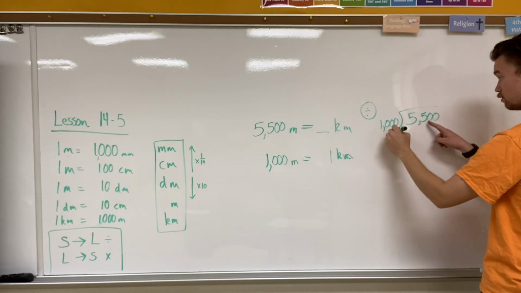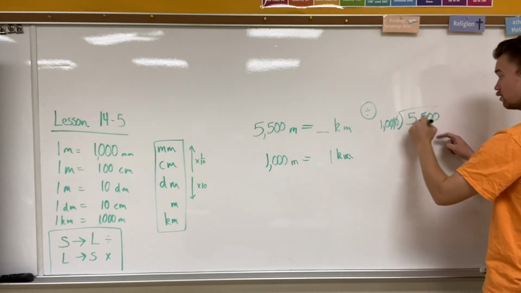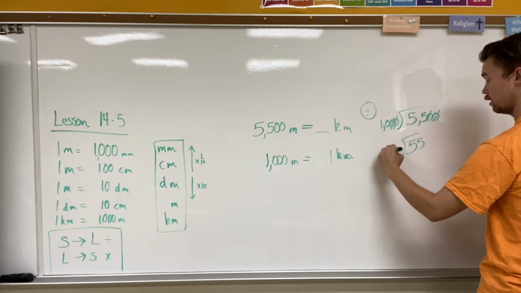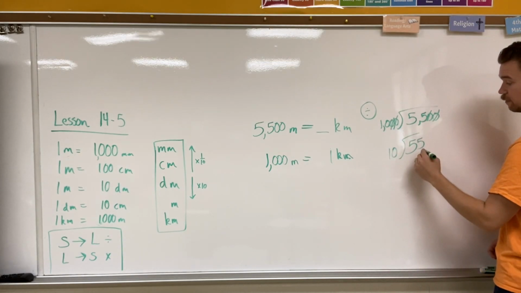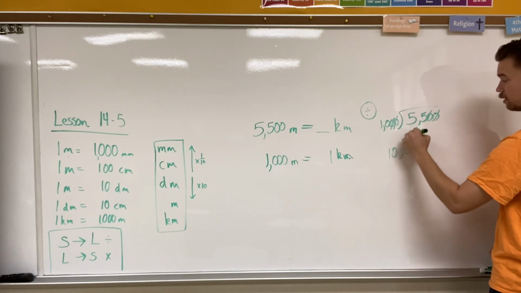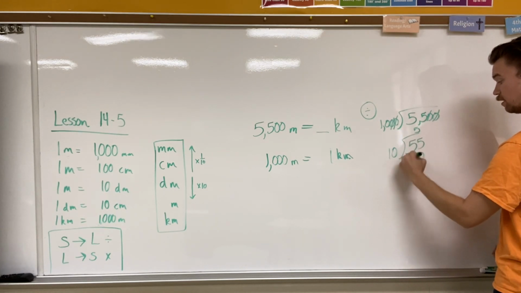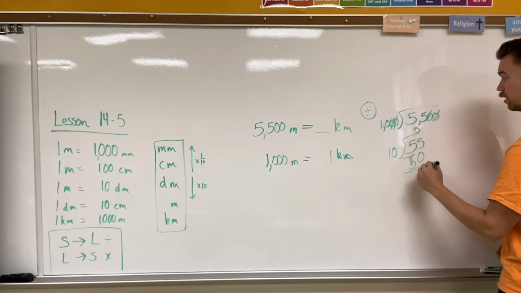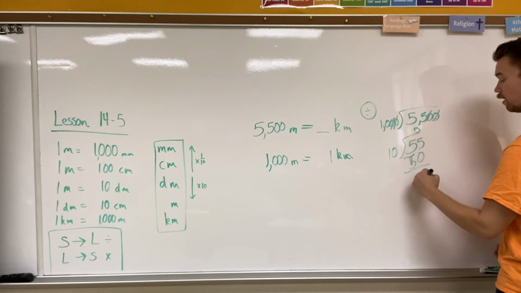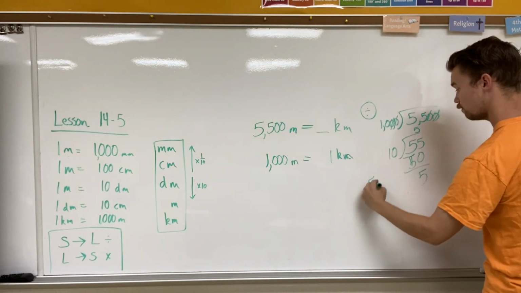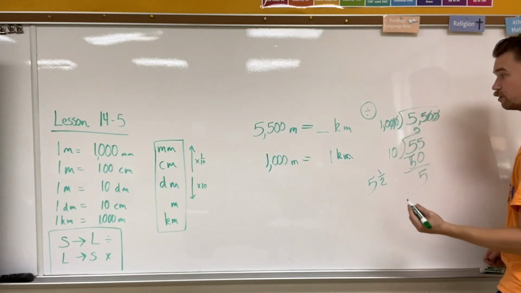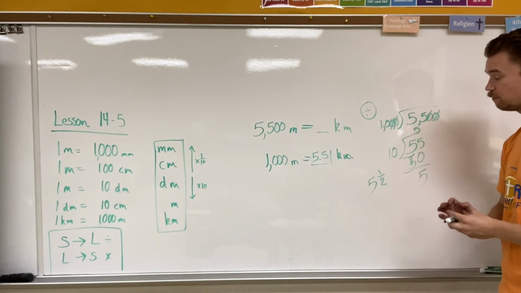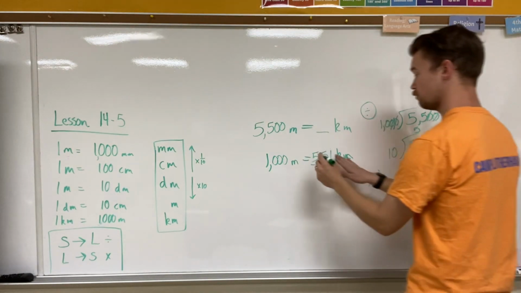All right, well, I can simplify a little bit. I can cross out 2 zeros on this side and 2 zeros on this side. So I would have 55 divided by 10. 10 can go into 55 5 times. That's 50. And I have 5 left over. So that would be 55 and 5/10, which would be 55 and a half, which would be 5.5 if I'm using a decimal, but for kilometers.